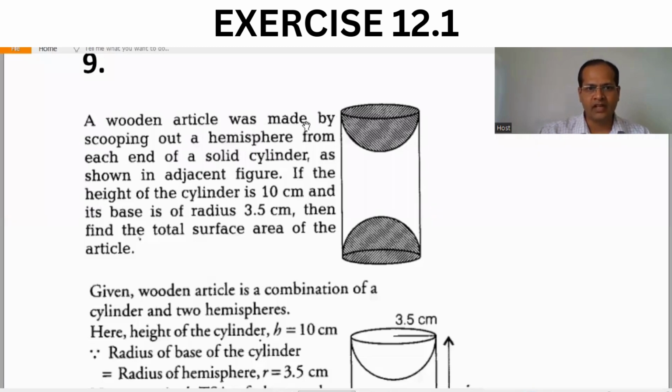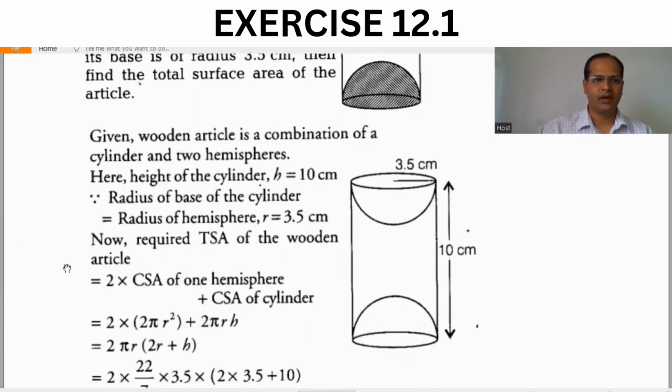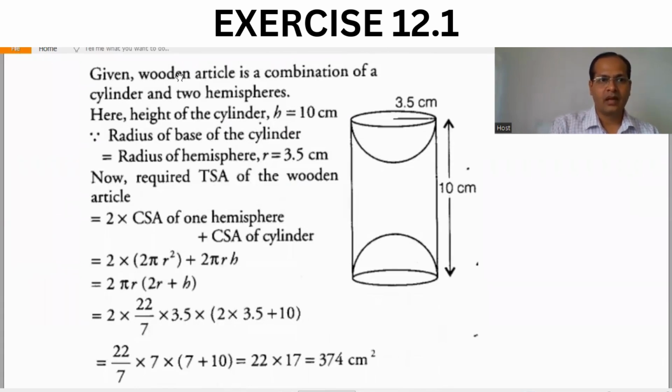A wooden article was made by scooping out a hemisphere from each end of a solid cylinder, as shown in the figure. The height of the cylinder is 10 centimeter and the base radius is 3.5 centimeter. Then find the total surface area. The article is a combination of a cylinder and two hemispheres. The height is 10 centimeter and the radius of the hemisphere is 3.5 centimeter.